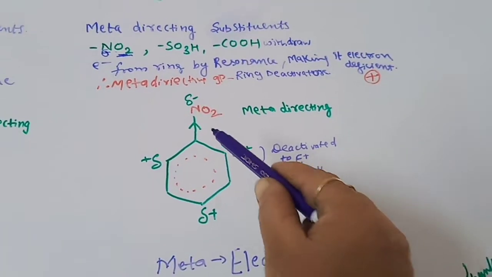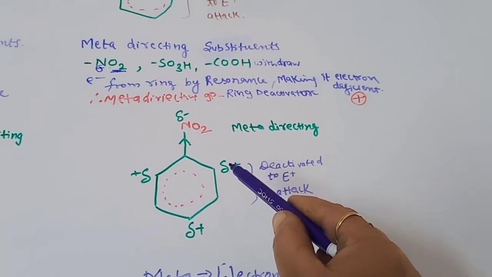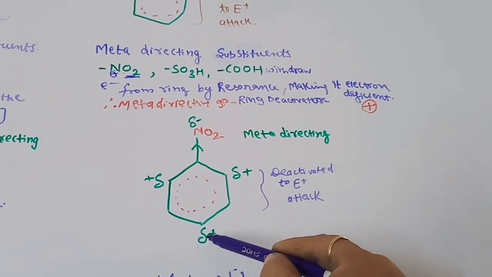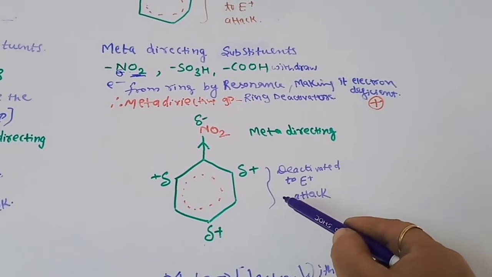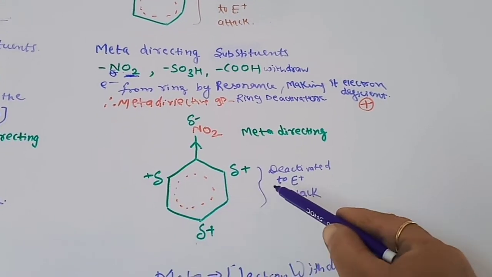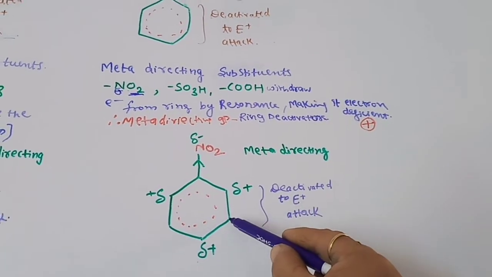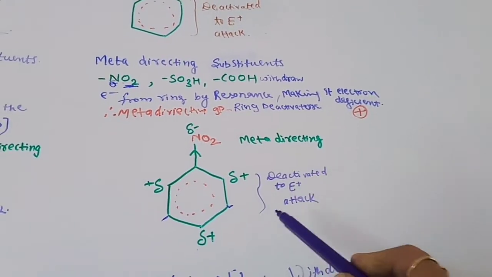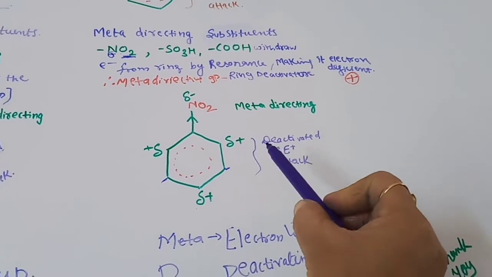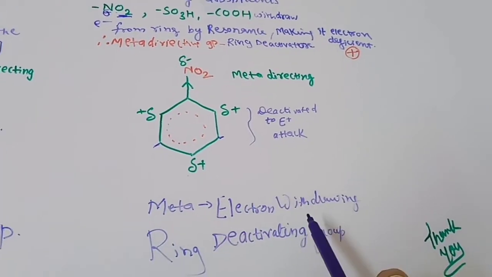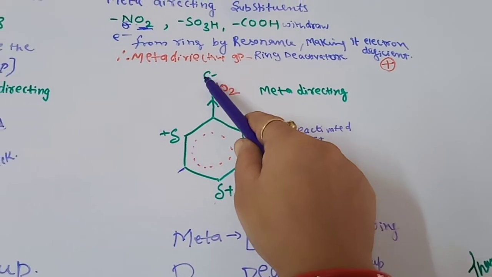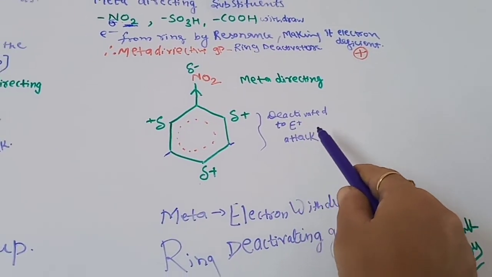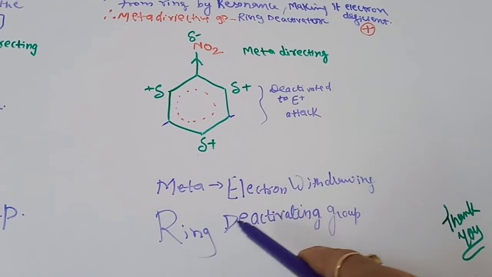And we can see the resonance hybrid here: the ortho and the para positions are electron deficient, so it deactivates the benzene ring for the electrophilic attack. Hence the meta positions are electron rich here, so the electrophilic attack will take place at the meta positions. Hence we can say that our meta directing groups are electron withdrawing groups. They take the electrons of the benzene ring and make the ring deactivated for the electrophilic substitution reactions. Hence these are the ring deactivating groups.